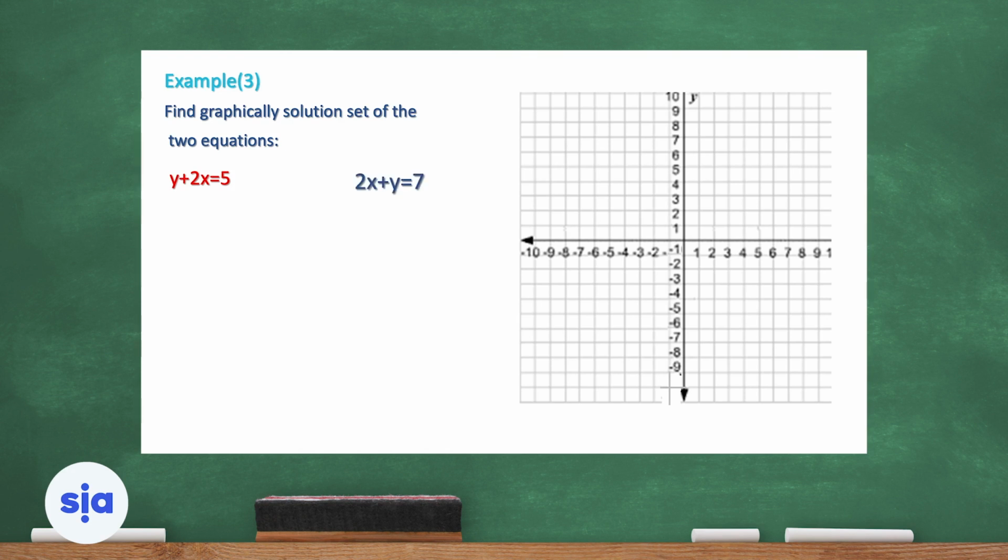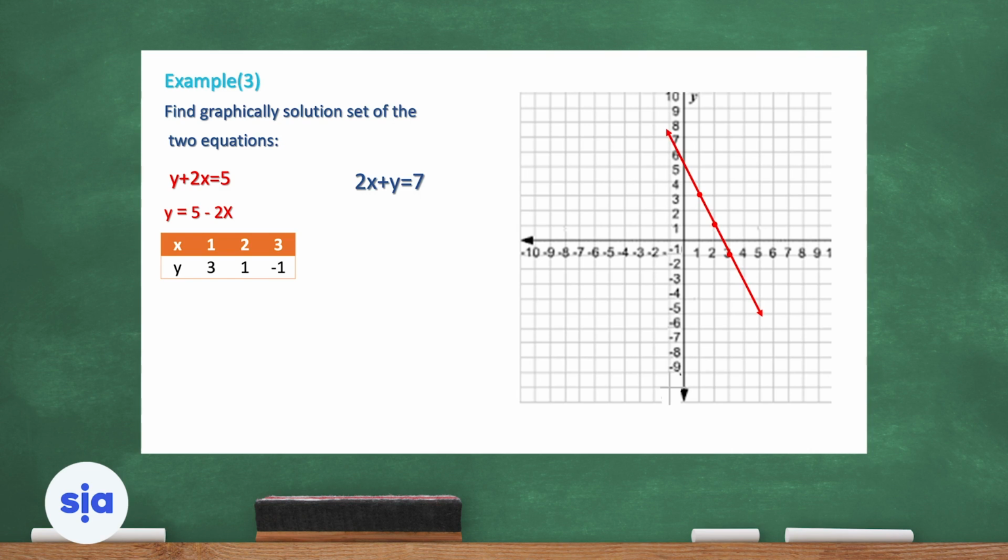So, if we start with the first equation, and I solve for y, y equals 5 minus 2x. Let's do the table of values. If I put x equals 1, then y equals 3. If I put x equals 2, then y equals 1. If I put x equals 3, then y equals negative 1. Let's go and plot the points on the graph: 1, 3; 2, 1; and 3, negative 1. Let's connect between them to form this line.